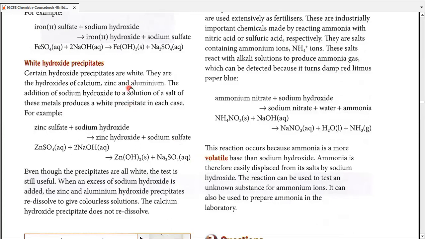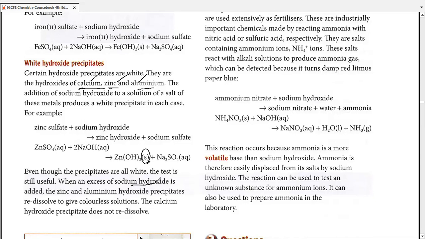However, there may be white hydroxide precipitates. Some substances that make white hydroxide precipitates are calcium, zinc, and aluminum. Take a look. Zinc sulfate reacts with sodium hydroxide to form zinc hydroxide. This is a solid. This is actually a white precipitate. If the precipitates are white, we might not be able to distinguish between these three, but we do have our way of differentiating between them.